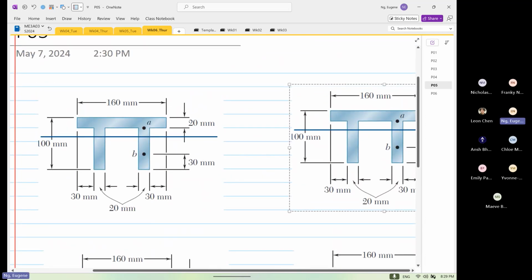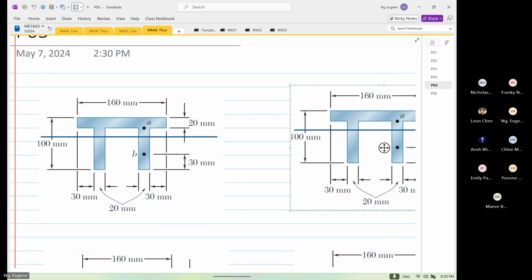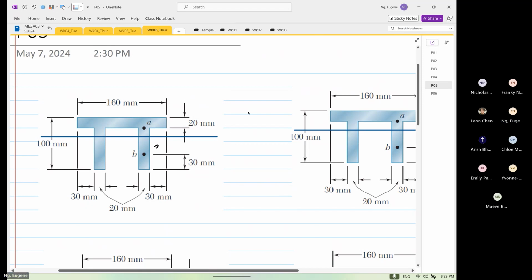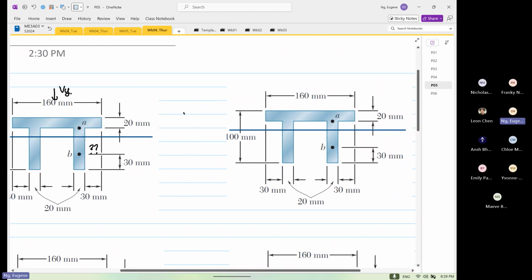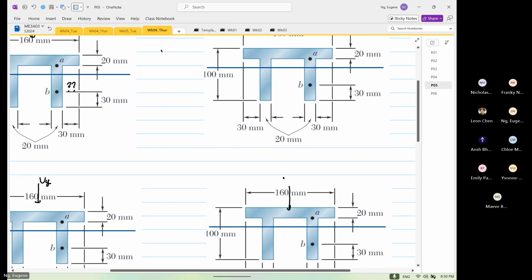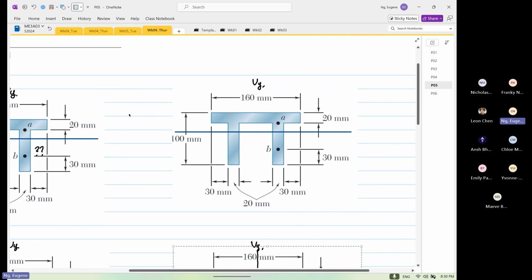To calculate point B, what area do we take? Okay, so we want to determine at point B, so what area do we take? So all of us know Vy is coming from the top. Okay, so one possibility, we all know Vy is coming up from the top. One possibility to calculate point B, we take this whole thing.